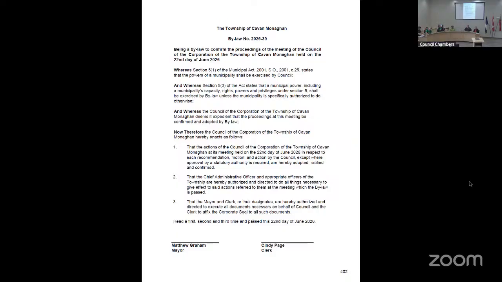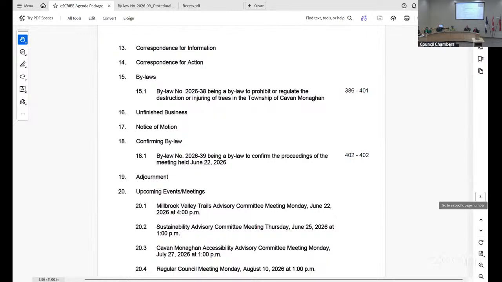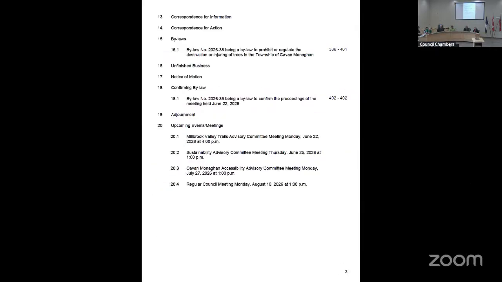Lastly, motion to adjourn today's meeting, moved by Councillor Natchoff, seconded by Councillor Edgerton. All in favor? The meeting is adjourned.